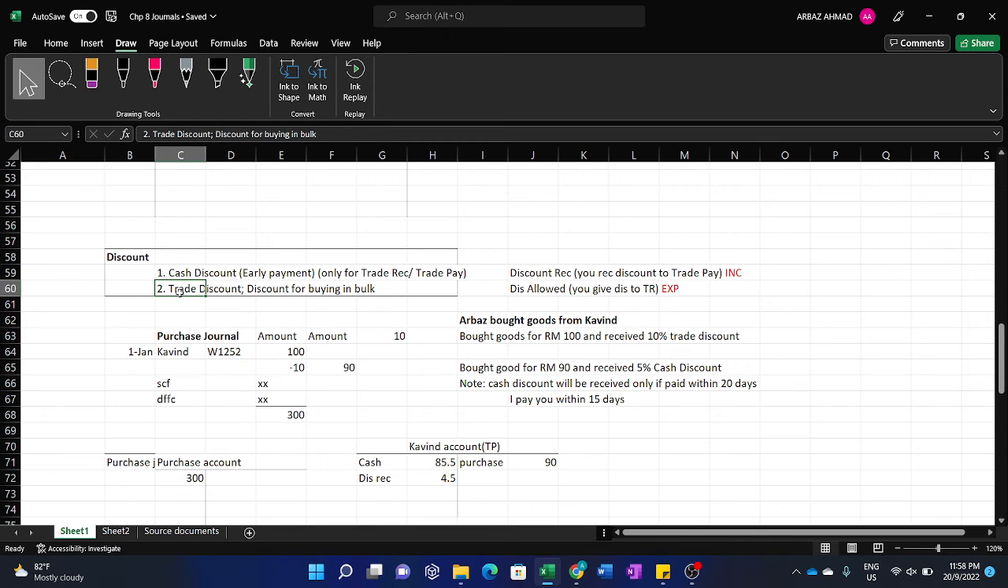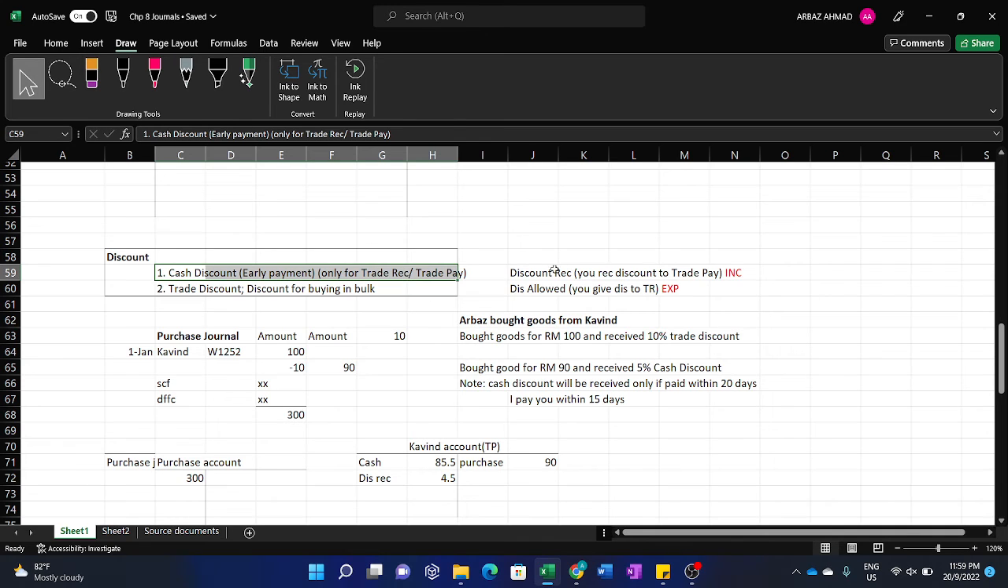Okay, and then trade discount on the other hand is given on bulk. When you buy in bulk, like let's say you buy 1,000 chicken, they will give you a lower price, maybe 5 ringgit per kg. Usually it's 9 ringgit, right? 7 or 9, I'm not sure, but they will give you some discount. So that is called trade discount. So for now, we are going to have a look at trade discount. Cash discount, we'll have a look at it when we reach the cash book.